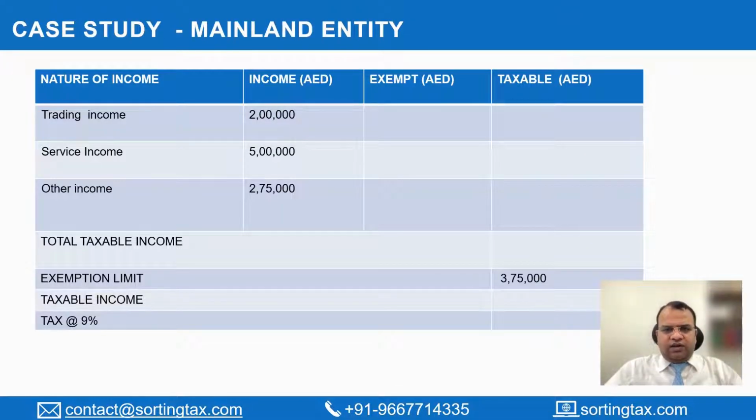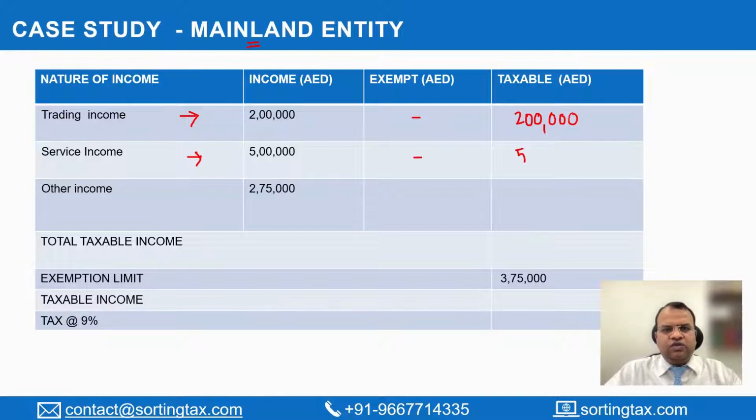Moving on to the next slide, let's look at one of the examples. So here we have a company which is based in mainland, and it has a trading income of 200,000 dirhams. For a mainland entity, there is no exemption. So this income will be completely taxable for them. They have service income of 500,000.